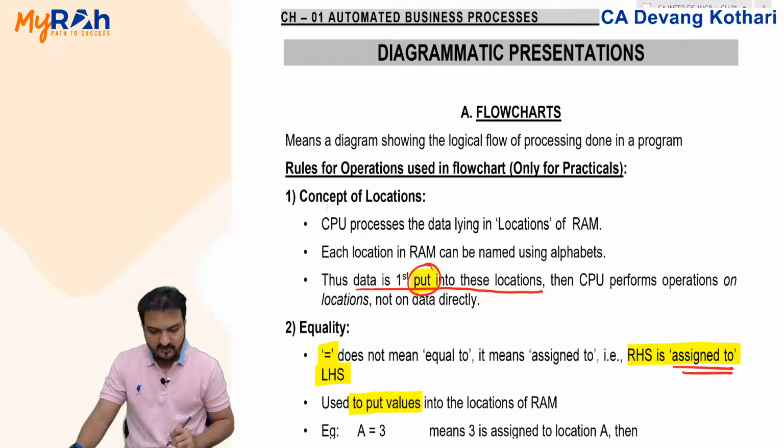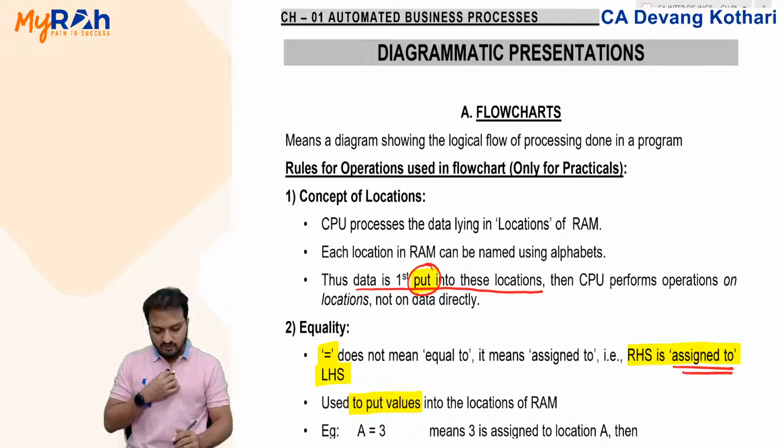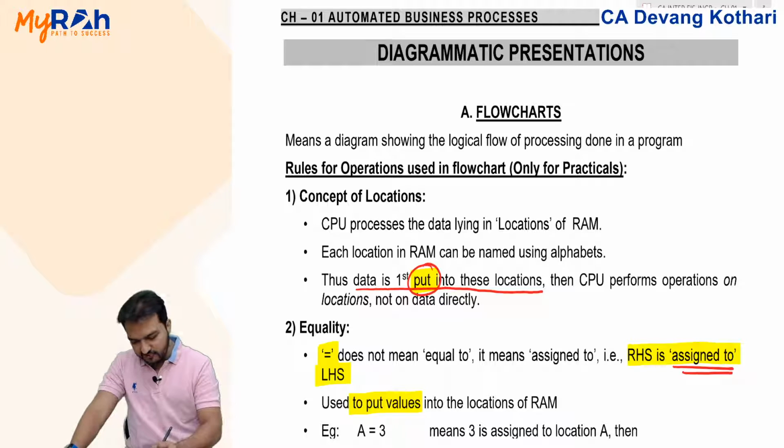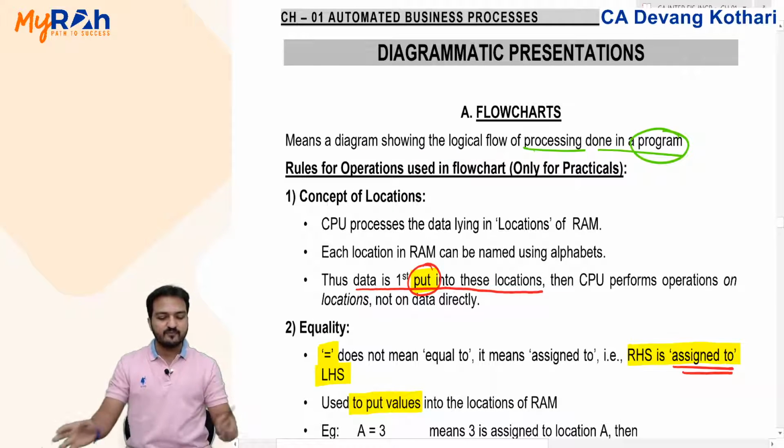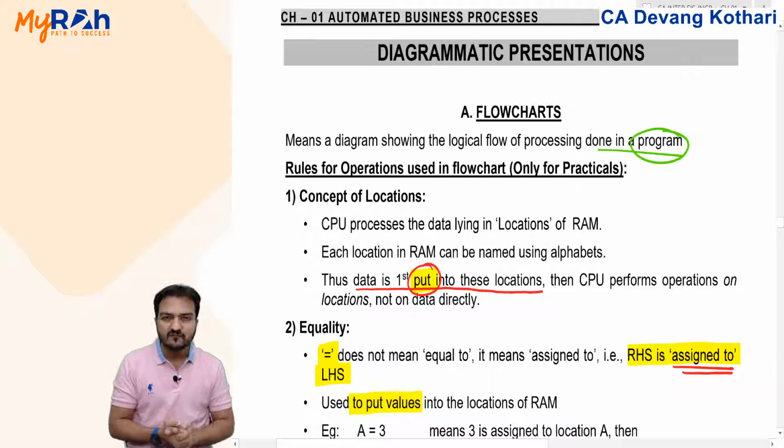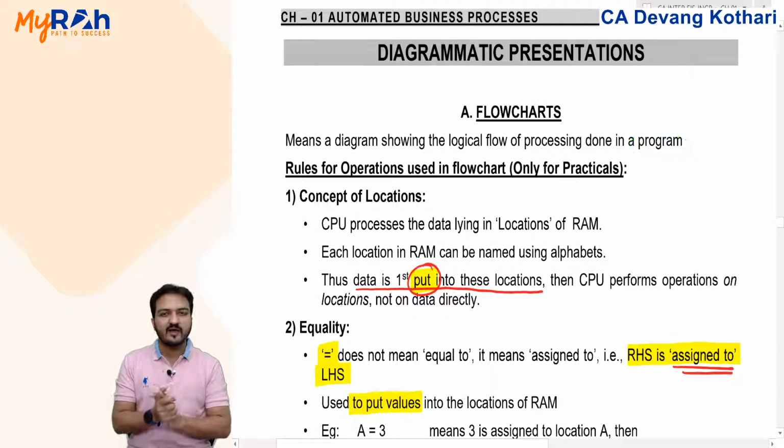Okay, you see here flowcharts. Flowcharts means what? A flowchart is basically a diagram showing the logical flow of processing done in a program. So first thing, what exactly is a flowchart? A flowchart is a diagram that shows processing in a program.